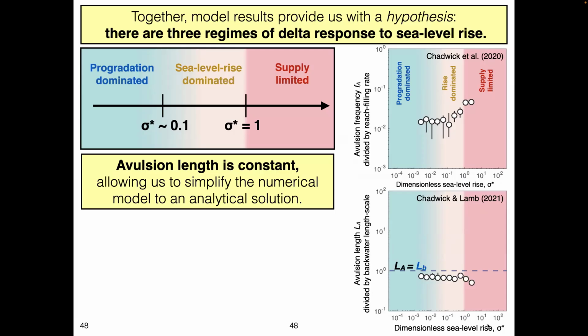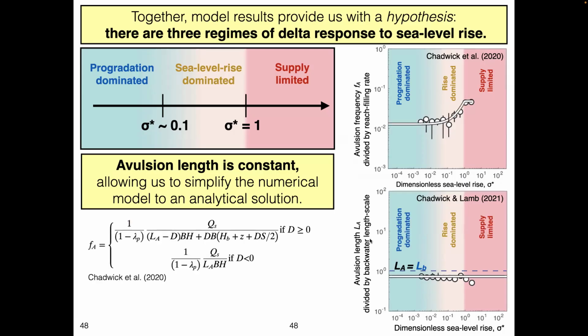This is avulsion length versus rise rate. These simulations in white are roughly constant and scaling at about one half the backwater length here. And that's cool because if we actually assume that avulsions occur at this constant location and plug that back into our governing equations, there's actually an analytical solution that's a lot easier to plug and chug at many different sorts of conditions.